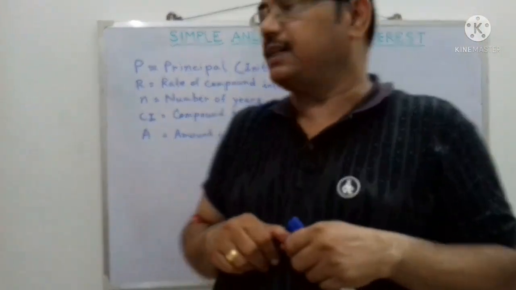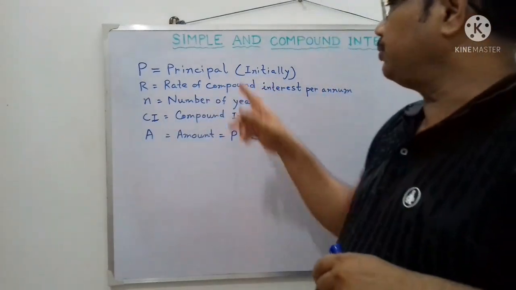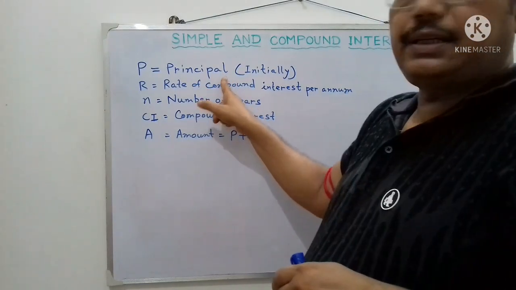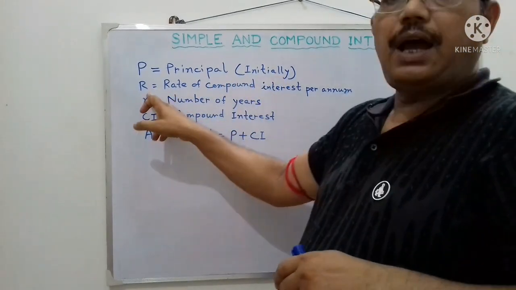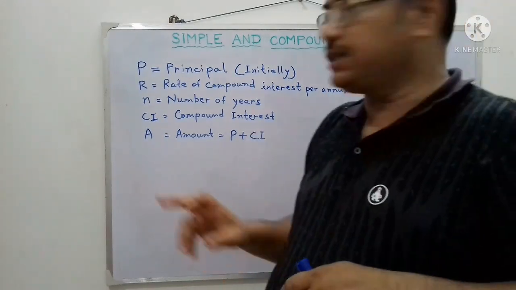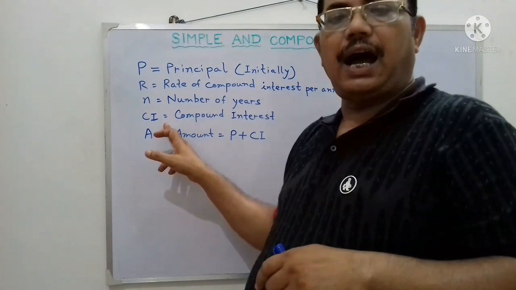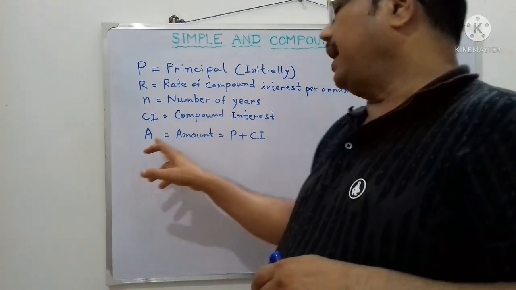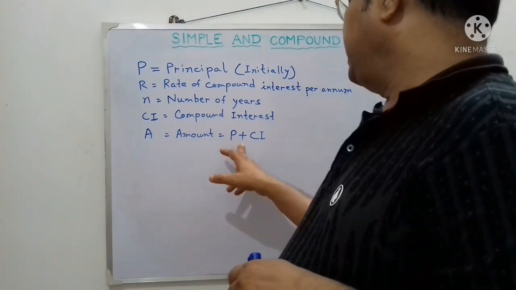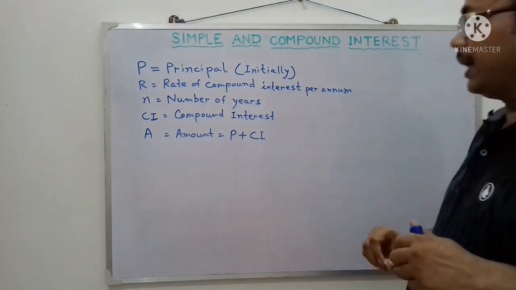Now let us discuss compound interest. The terms related with compound interest are: P is the principal, the initially deposited money. R is the rate of compound interest per annum for 100 rupees principal. N is the number of years. CI is the compound interest, and A is the gross amount, that is the principal P plus compound interest.